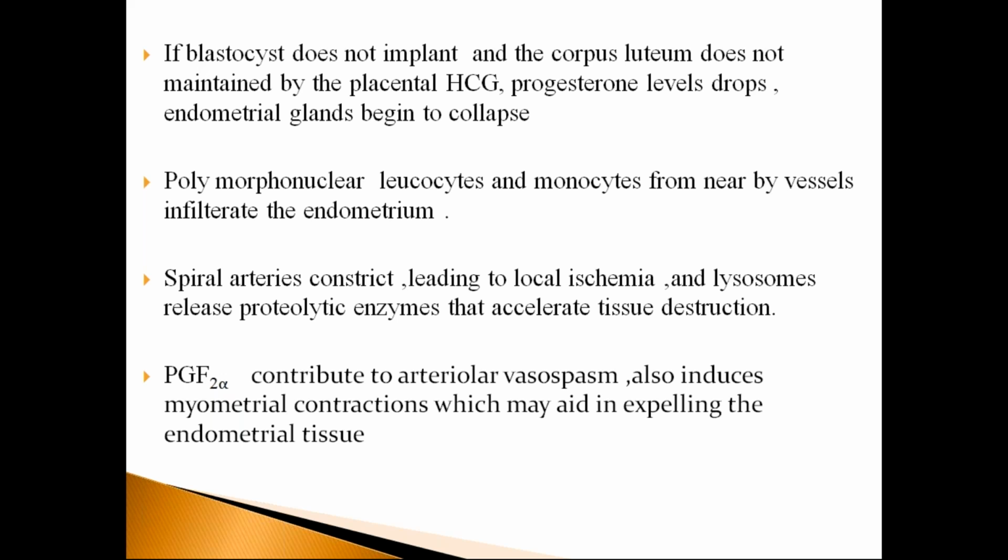So by the end of the secretory phase, if fertilization doesn't happen, the corpus luteum converts into corpus albicans, and there is a drop in progesterone levels. When there is a drop in progesterone levels, the endometrial glands begin to collapse, and there is infiltration of leukocytes and monocytes near the vessels, and the spiral arteries constrict. When these arteries constrict, there is local ischemia and release of proteolytic enzymes, and the prostaglandin PGF2 alpha has a vasoconstrictor effect along with myometrial contraction. Usually it will aid in expelling the endometrium.